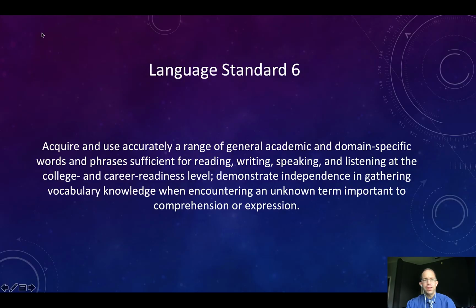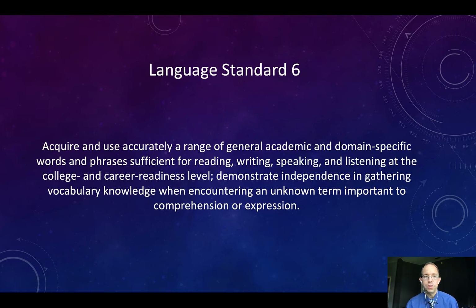All right, so part 3 of today's lecture is a little bit bigger. We're going to tackle now language standard 6. And as you can see from language standard 6, this is really all-encompassing. So now students are going to acquire and use, receive certain words and use certain words accurately, a range of general academic words, which I'm going to call tier 2, and domain-specific words, which I'm going to call tier 3, and phrases. And those words need to be developed and acquired and used for reading, writing, speaking, and listening.